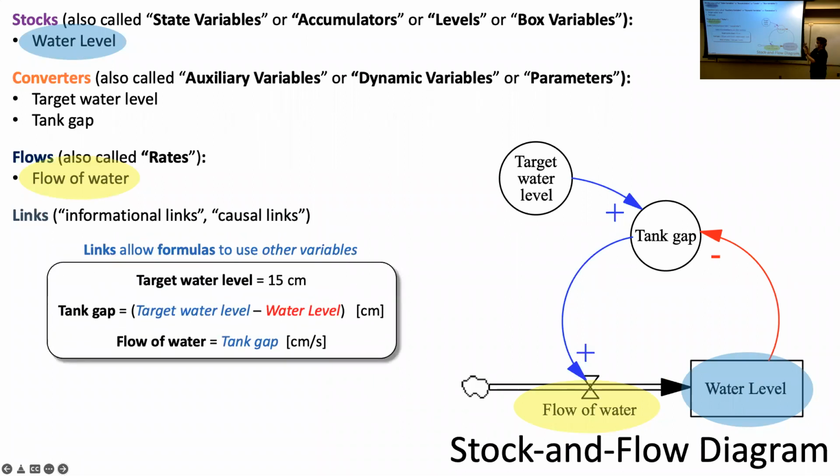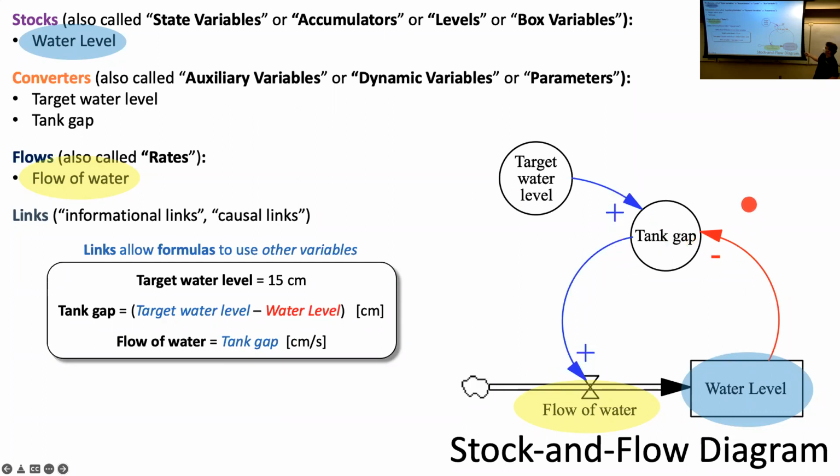So if I were to drill down into this diagram or into your spreadsheets, I would see formulas like this. Somewhere I would see that this target water level just has 15 in it. I'd see that this tank gap has target water level minus water level, or if you didn't have a separate target water level converter, it might just say 15 minus water level. And then if I looked into the flow, which controls the change of this stock, it would just have the tank gap.